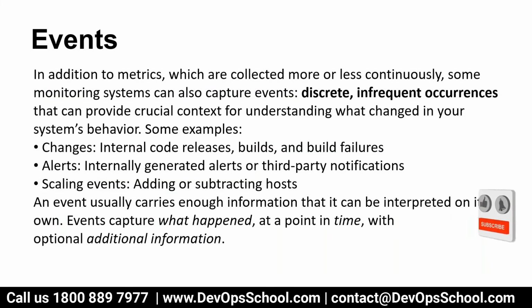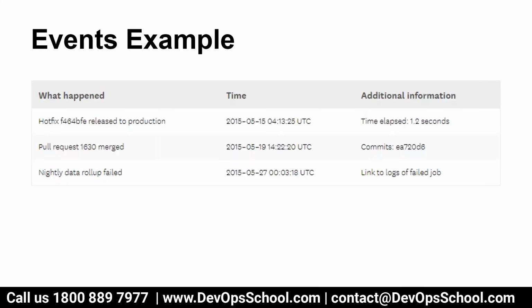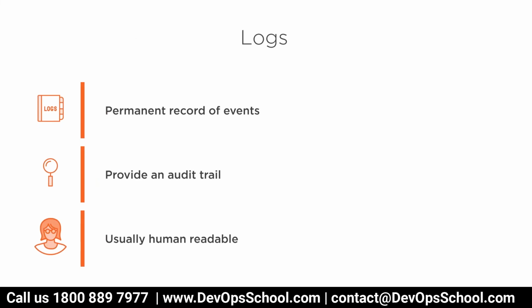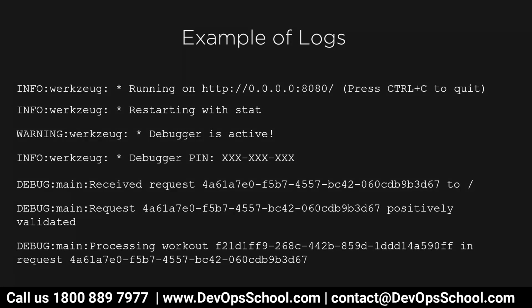Events, such as the event log you might have seen in Windows. Some events you can also consider are alerts that have happened, or changes in internal code releases, builds, or build failures. So that also is a metric. Some examples you can see are pull requests, build requests, and stuff like that. And logs: a permanent record of events that provides an audit trail, usually human readable. So this is an example of logs you can see here.